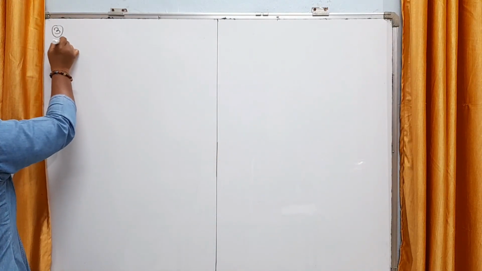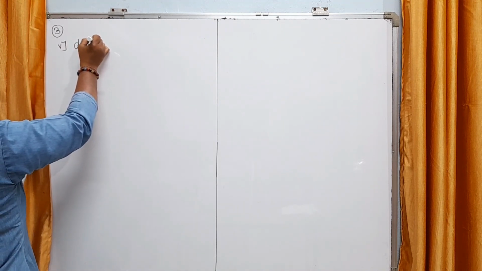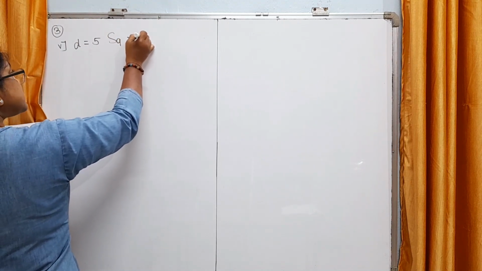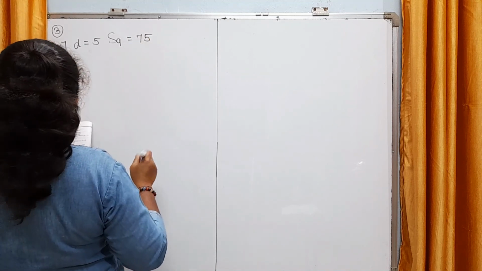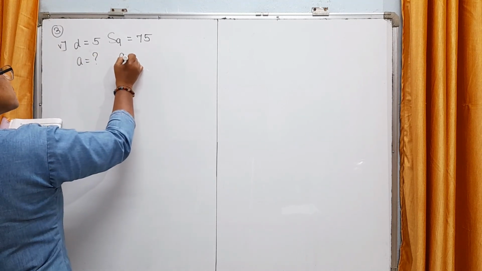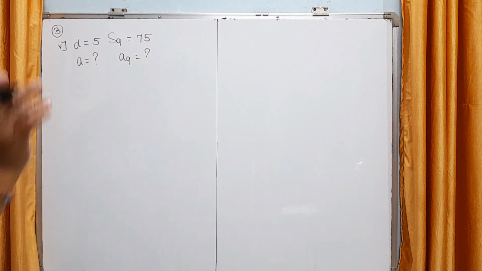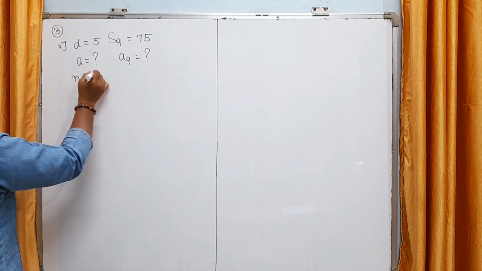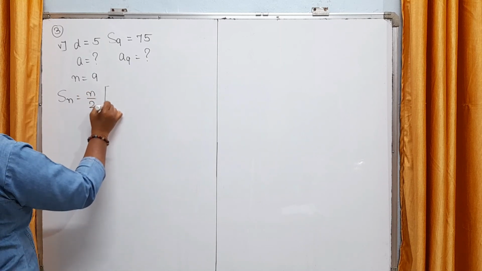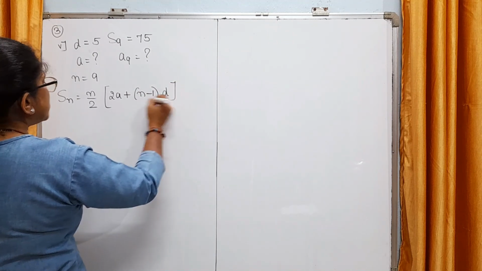Fifth sum. Here d is equal to 5. Then they have given S9. S9 is equal to 75 and we have to find here A and A9. We'll find A and A9. Number of terms, here it is 9. Let us use our Sn formula: n upon 2 into the bracket 2A plus n minus 1 into d.